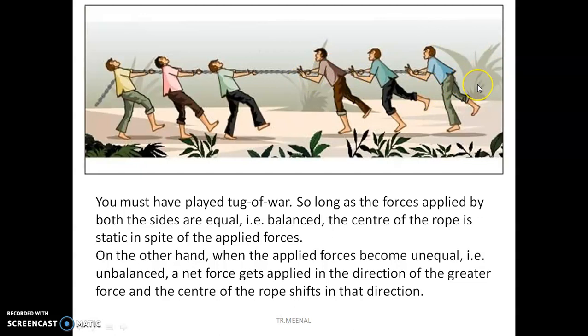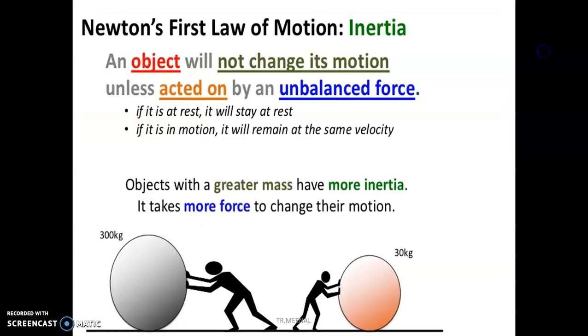Now suppose on this side there are 4 participants, so what will happen? From this side, the force will increase. So obviously, the rope will get pulled towards this side, where there are more persons. So we say that now on the rope, the force is unbalanced. So that gives us Newton's first law of motion, which is also called the law of inertia. An object will not change its motion unless acted upon by an unbalanced force.